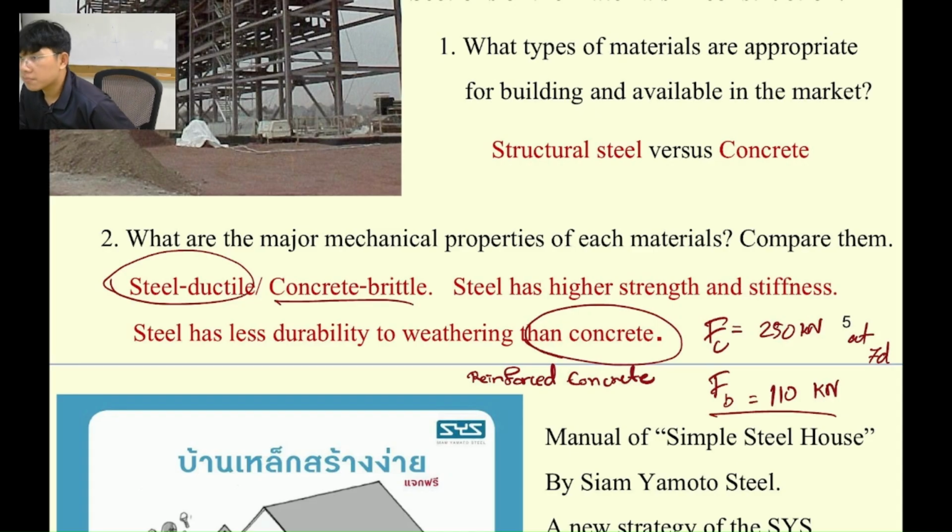Reinforced concrete means we put some reinforcement steel into the concrete. Concrete is going to be good at compression, and steel is going to be good at tension. If we combine them together, it's going to be balanced. That's why reinforced concrete is the most popular one, because it's cheaper than steel.